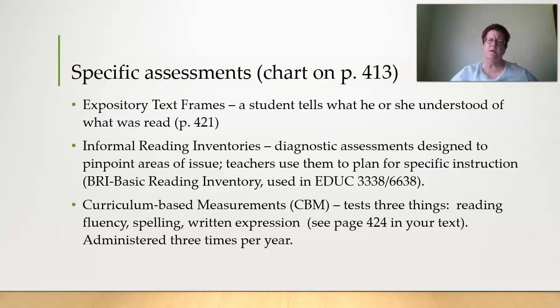Generally, for curriculum-based measurements, we measure 3 times a year. We measure at the beginning of school to get baseline data. We measure at Christmas-ish, right after they get back from Christmas, to see what they've learned in those 3 months of instruction. And then at the end of the year, for an additional 3 or 4 months of instruction, what have they learned? So that students should be showing growth in all 3 areas. They should be showing growth in their reading fluency, in their spelling, and in their written expression.